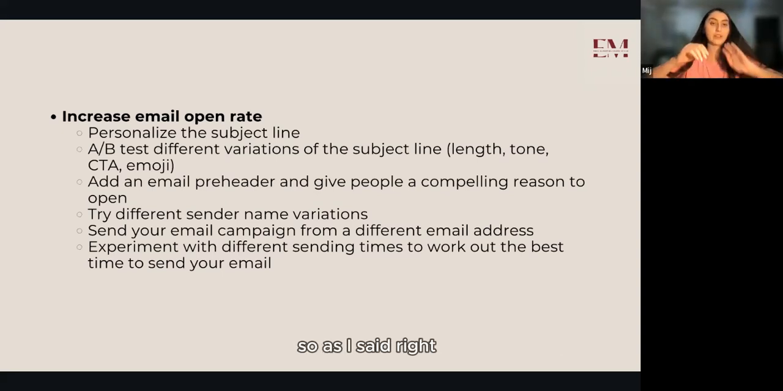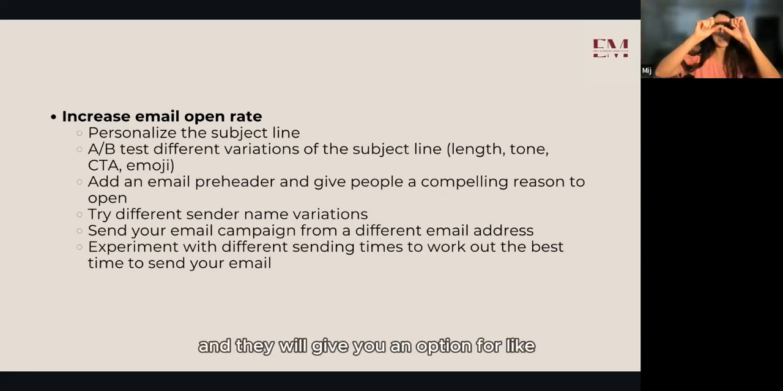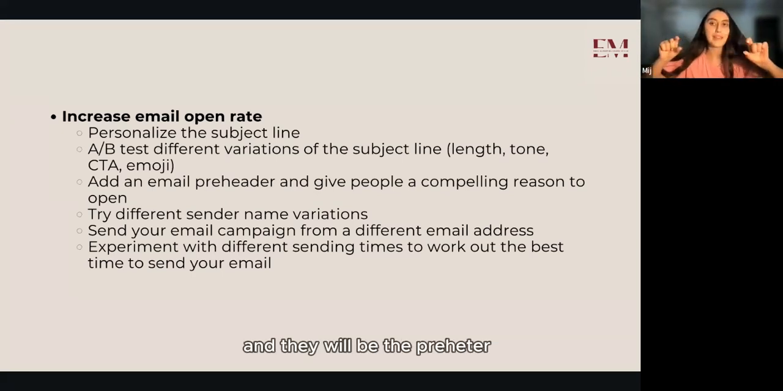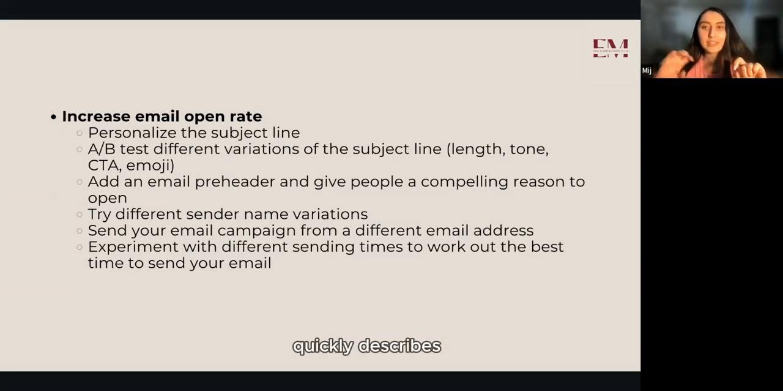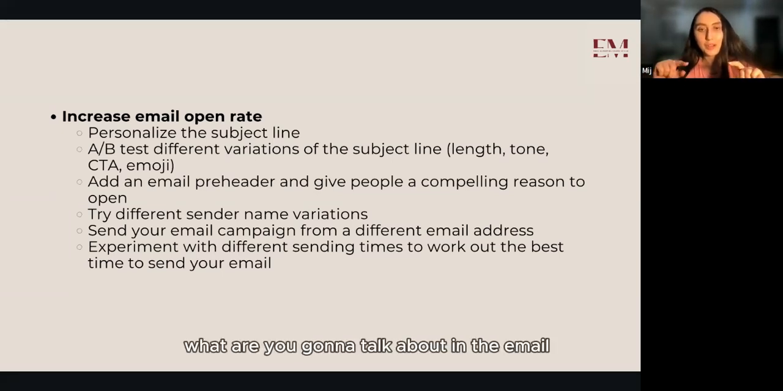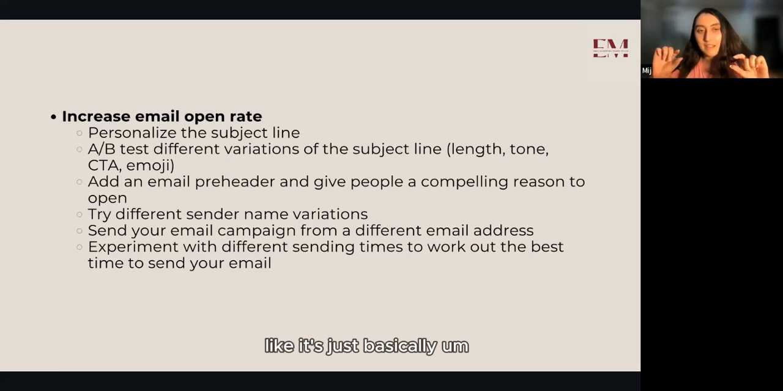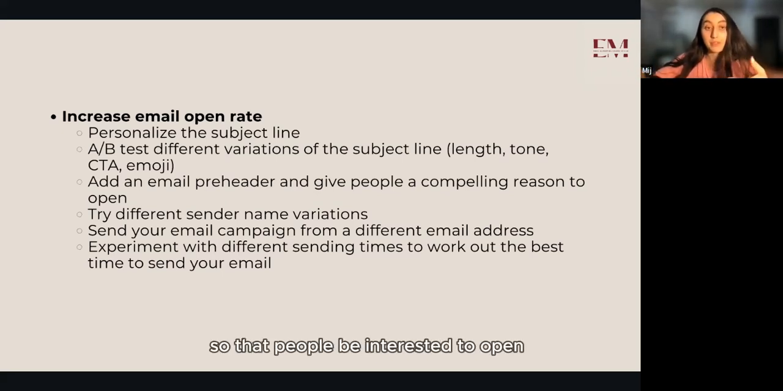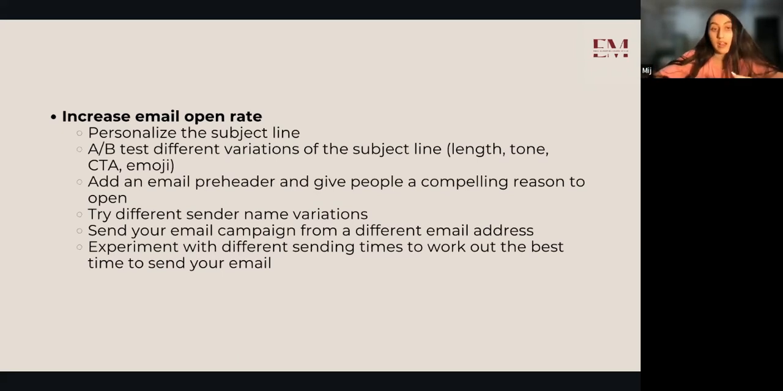So as I said, if you're creating an email in Mailchimp, they will give you an option for the subject line, and there will be the pre-header. The pre-header quickly describes what you are going to talk about in the email. It's basically a quick preview for prospects. So you can add the pre-header so that people are interested to open.